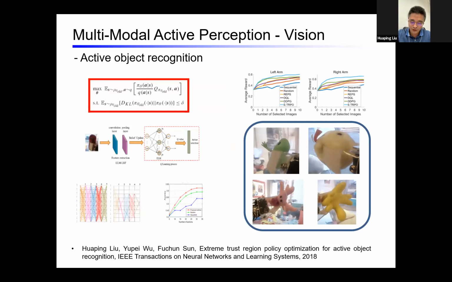The method is realized using the trust region policy optimization, in which the policy is realized by the extreme learning machine. There are experimental results on the publicly available dataset. It can be seen that the proposed active object recognition method works better than random and sequential strategies.